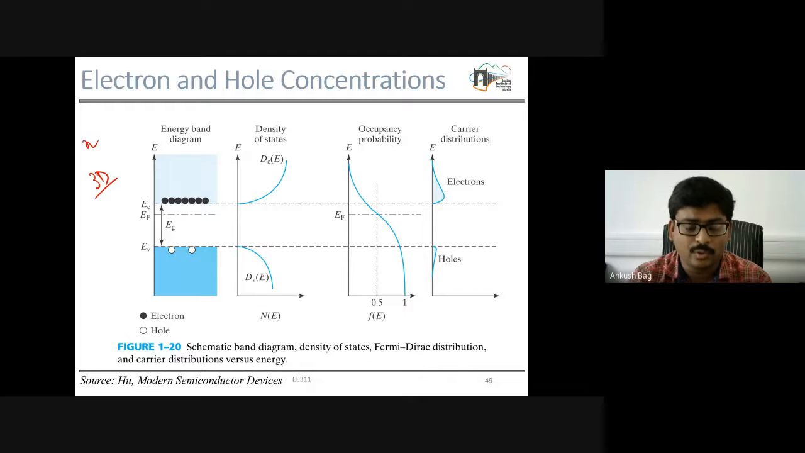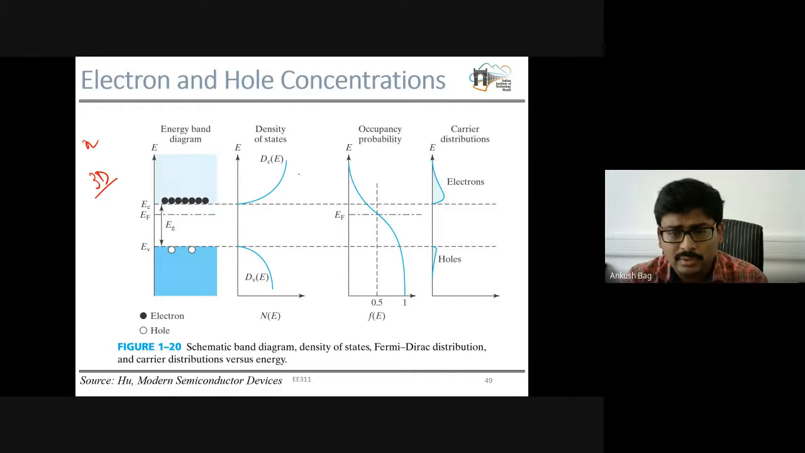Again, this is in the case of holes, because holes and electrons always take opposite behavior. See now, the curvature is just opposite. So this is the density of state variation we know.